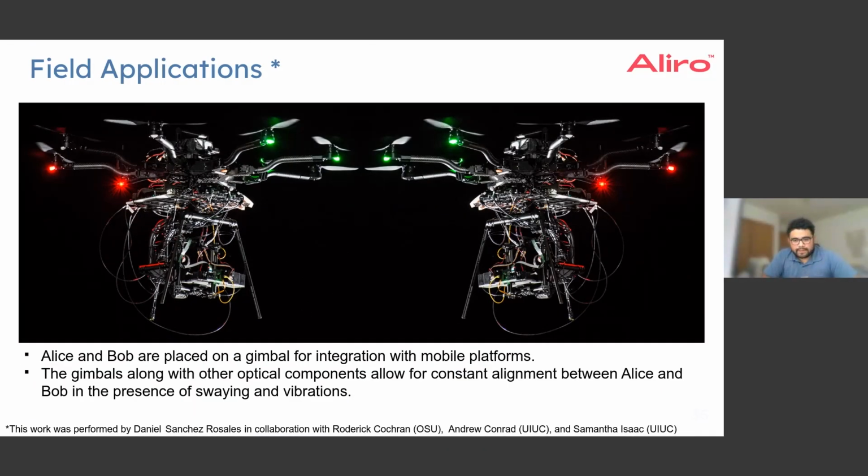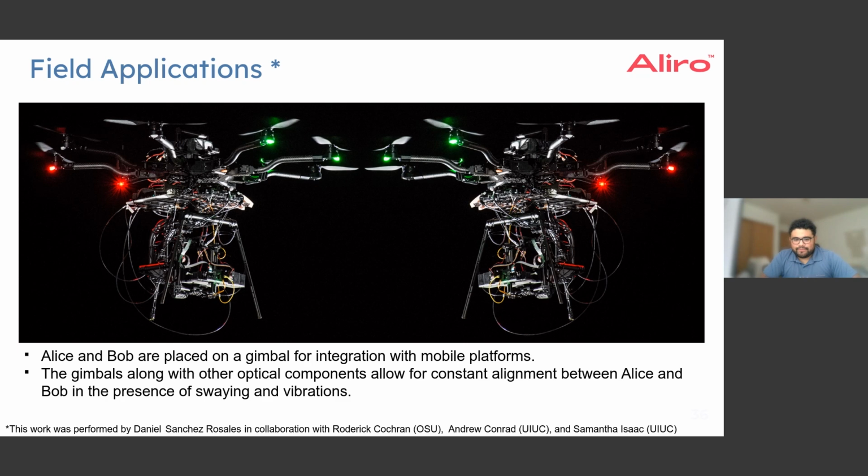But for field application, there's something that you have to take into consideration. In the lab, it's easy to keep Alice and Bob aligned to each other, right? Because on an optical table, there's barely any vibrations, there's no swaying.